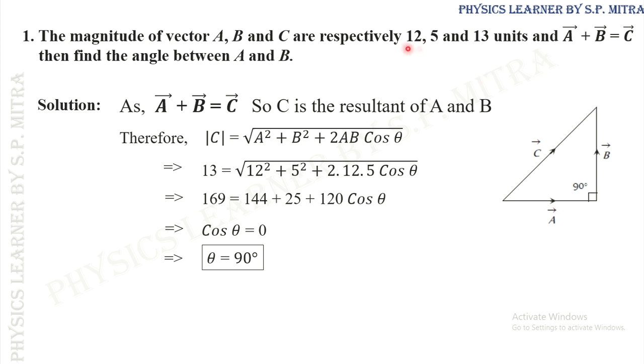Now there is an alternate way to solve this problem. If you carefully look at the values, then you can see that 12, 5 and 13 satisfy the Pythagoras theorem. As these values are satisfying the Pythagoras theorem, you can easily say that the angle between A and B is 90 degrees. However, I have shown the formal way to solve the problem. Now let's see some similar problems of this type.